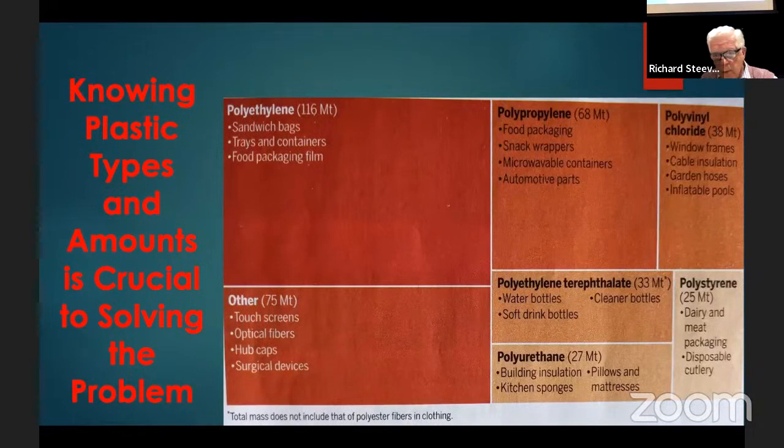And this is an important one here called polyethylene terephthalate, or if you have trouble with that word, PET for short, or water bottles, soft drink bottles and cleaner bottles. That's a big problem.